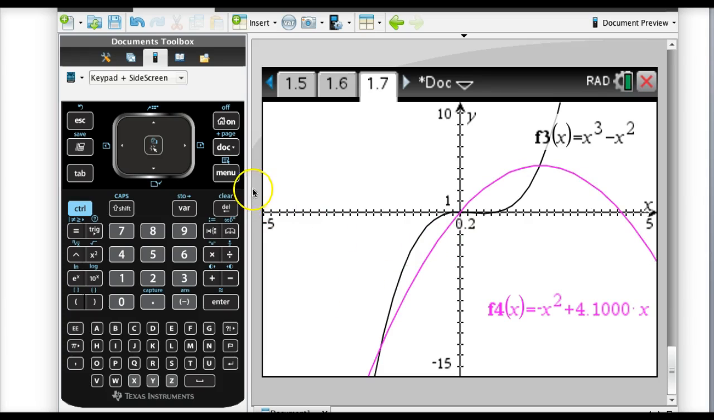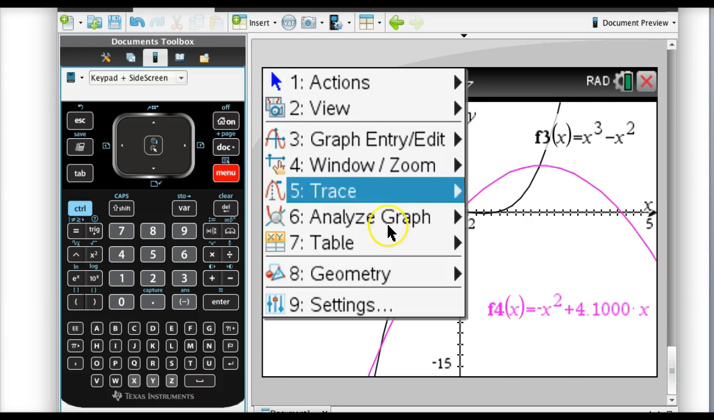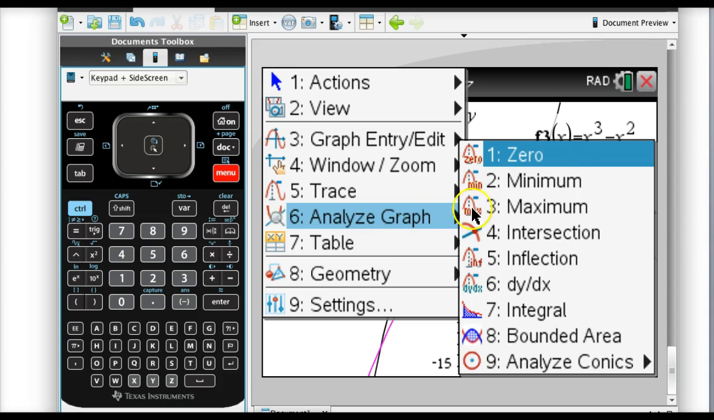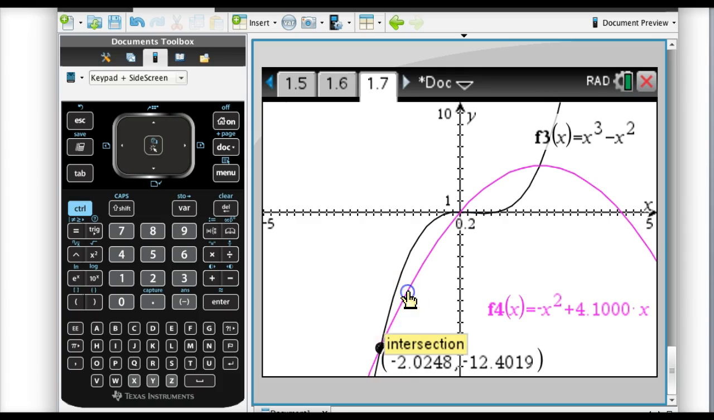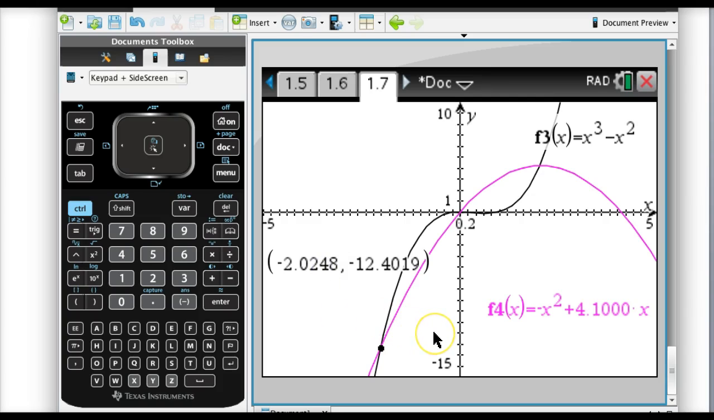So I have these two graphs in, and then I'm going to go to Menu, and I want to analyze the graph, and I want to find the intersection. So for the lower bound, I need to go to the left. I can click there, and there's my value right there, negative 2.0248. I probably want to carry this one out as much as I can. Otherwise, I'm going to get intermediate rounding as I go along. And then I can do that again for the other two points. This one's obviously 0.